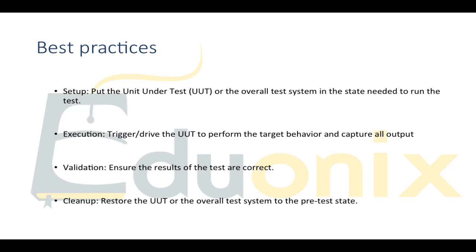This step's usually pretty simple. Next we have validation. Validation ensures the results of the test are correct. These results may include explicit outputs captured during execution or state changes in the UUT. Now cleanup, which a lot of people don't do. Cleanup restores the UUT or the overall test system to the pre-test state. This restoration permits another test to execute immediately after this one is complete.